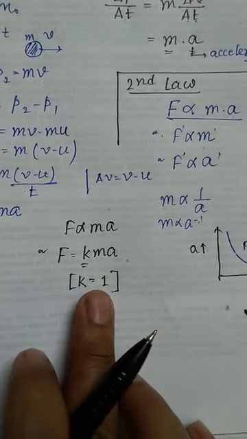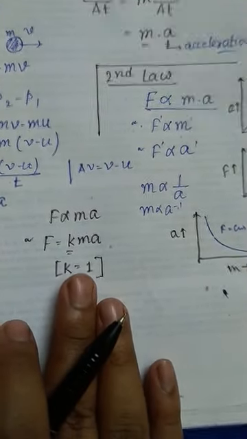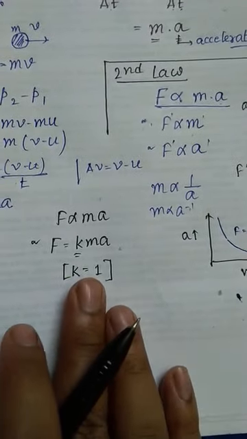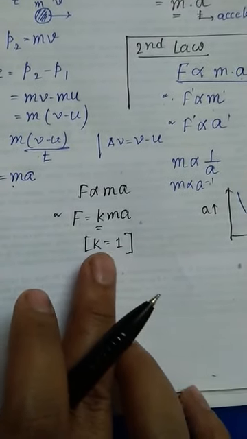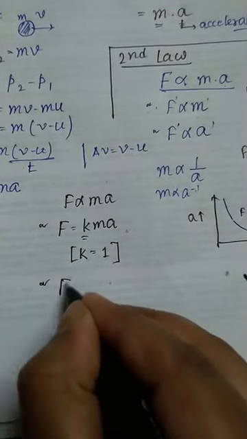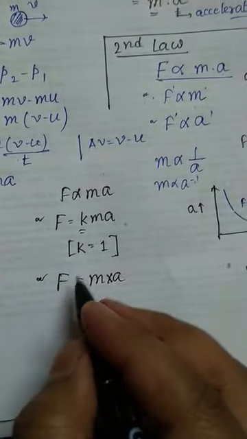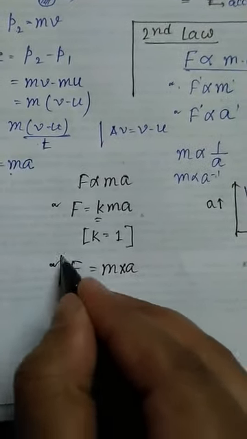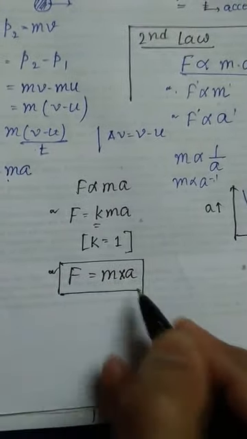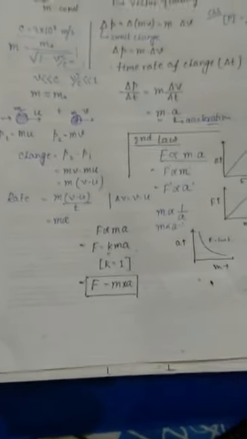To get k equal to 1, Newton did a lot of work and we shall not do it again. Actually this is beyond our scope. So that is why we shall only take k equal to 1. So when k equal to 1, what will we get? F equal to m into a. So F equal to ma. This is the mathematical form of Newton's second law.